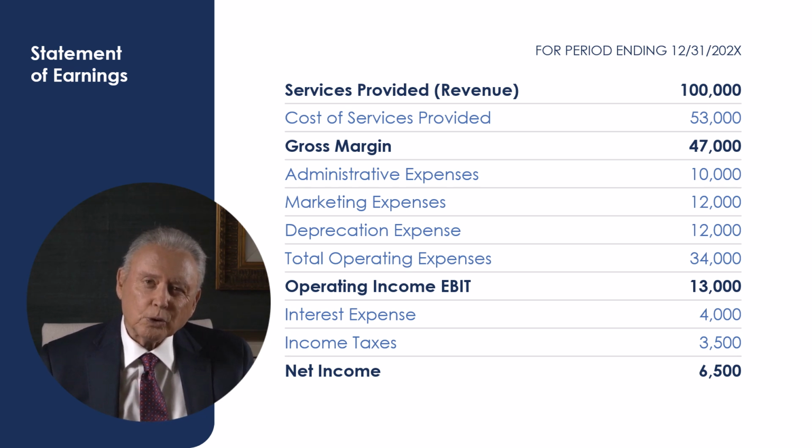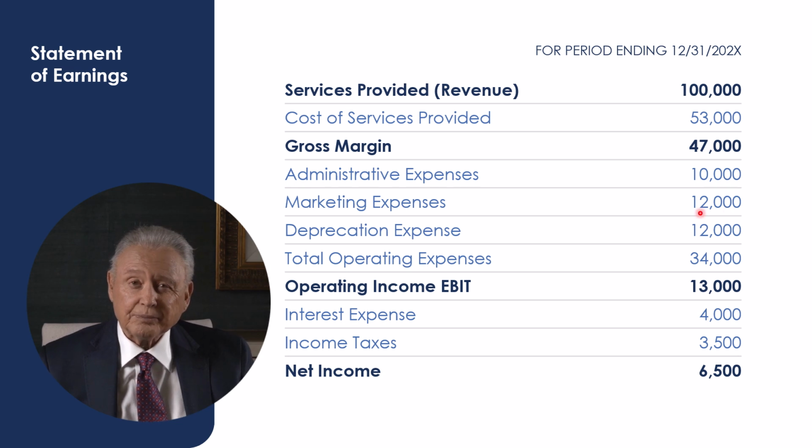Gross margin is $47,000, less marketing expense of $10,000, and depreciation expense of $12,000, for total operating expense of $34,000. Operating income, or EBIT, earnings before interest and taxes, of $13,000: gross margin $47,000 less operating expenses $34,000 equals $13,000. Interest expense $4,000 and income taxes $3,500, net income $6,500.